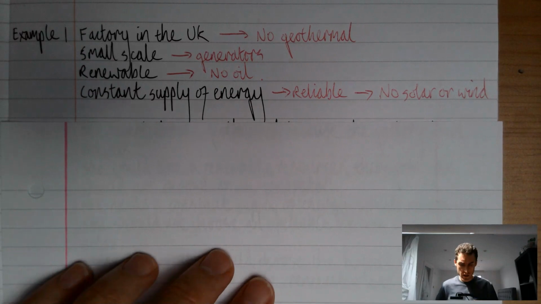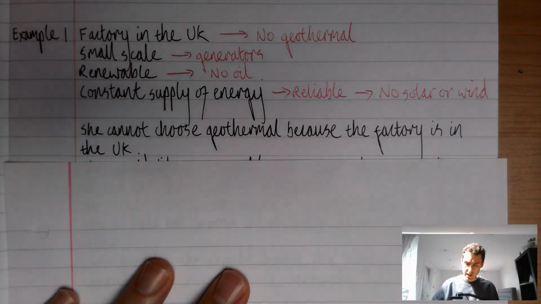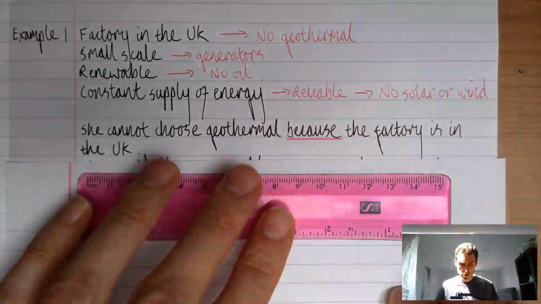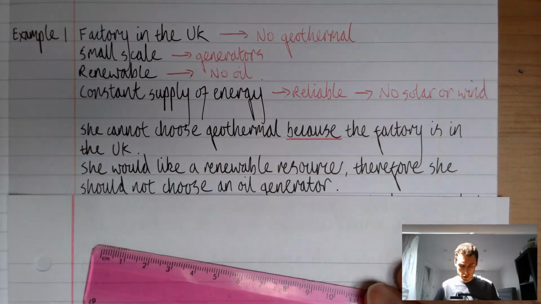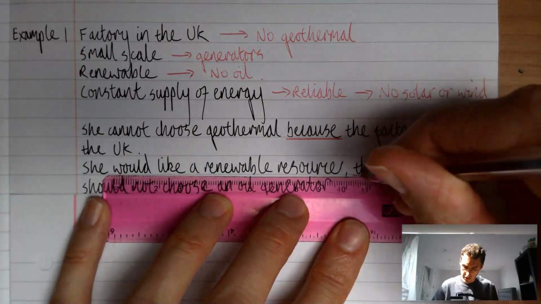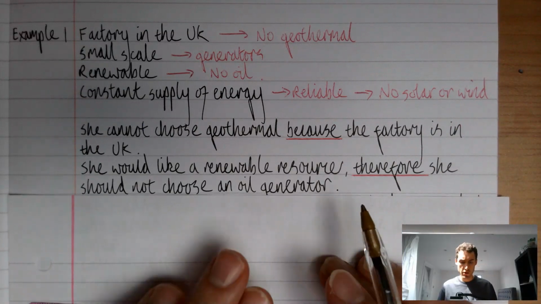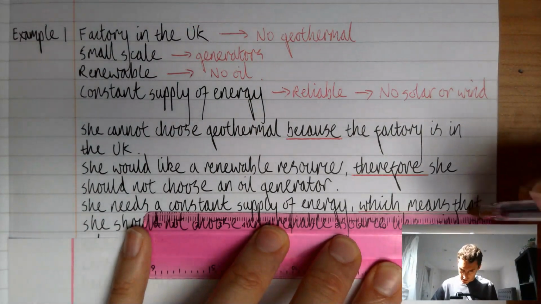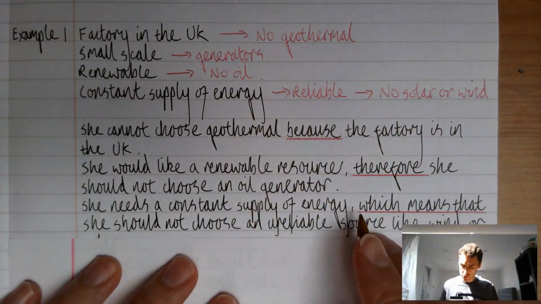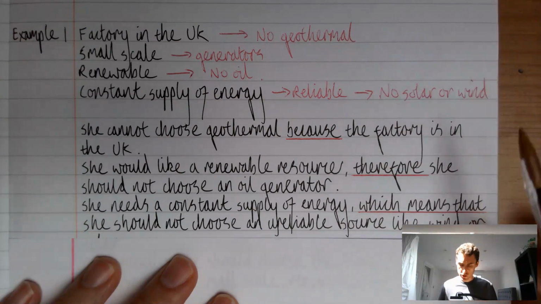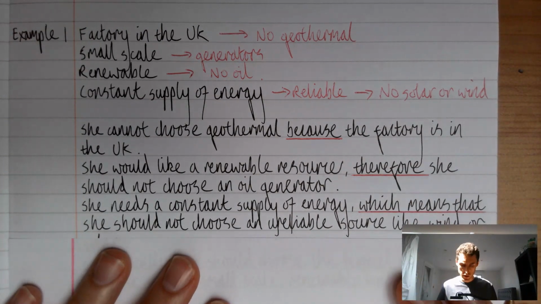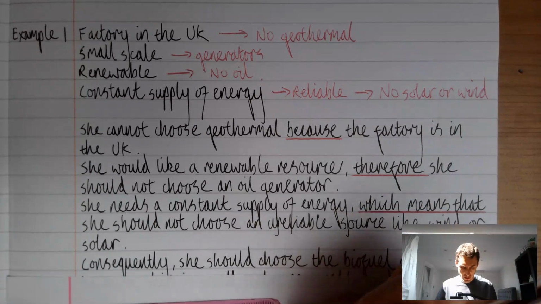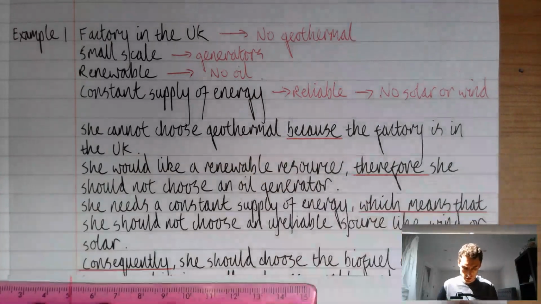So if we do the first one here, she cannot choose geothermal. And again, I'm going to emphasize here my causal linking words. So we've got because the factory is in the UK. She would like a renewable resource, therefore, again, causal linking word, she should not choose an oil generator. She needs a constant supply of energy, which means that, so that's a really nice causal phrase. It was actually in the previous one, and I forgot to highlight it, but which means that, or this means that, is really good as well. She should not choose an unreliable resource like wind or solar. Consequently, it's another great causal linking word that you can model to students.